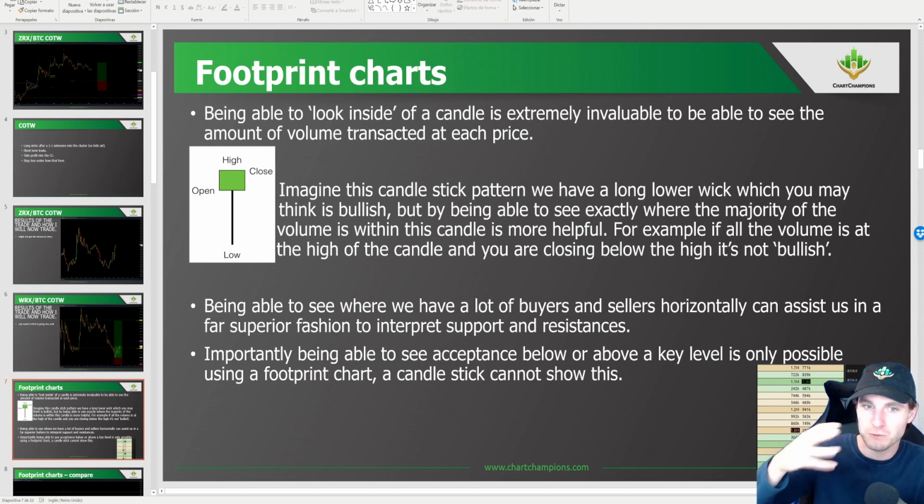Because then that's showing acceptance. People are actually willing to transact at this level. Whereas if you break up on low volume, you could say that there has been no acceptance because people are not actually willing to trade highly at these higher levels. So it's more likely to come back down to a fair value.